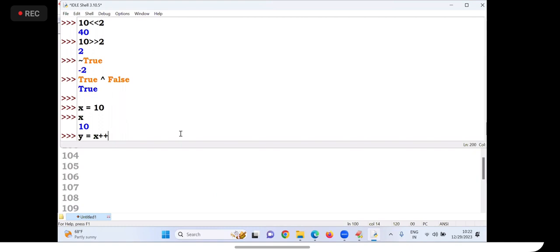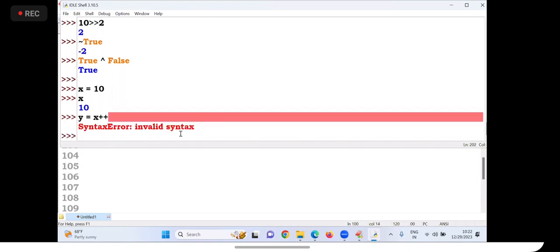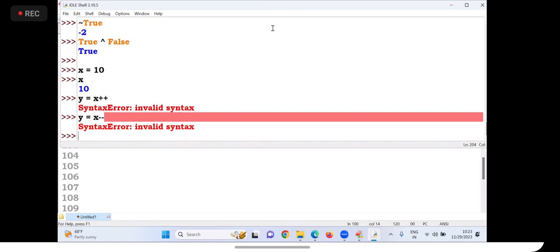But unfortunately, it is an error in Python, because the plus plus operator is not there in Python. In other languages, it is valid. Plus plus is meant for increment. Suppose I write y equal to x minus minus, which is the decrement operator. Actually, the value of y should be 9, and in the previous case it should be 11. But plus plus and minus minus are invalid in Python because increment and decrement operators are not there.